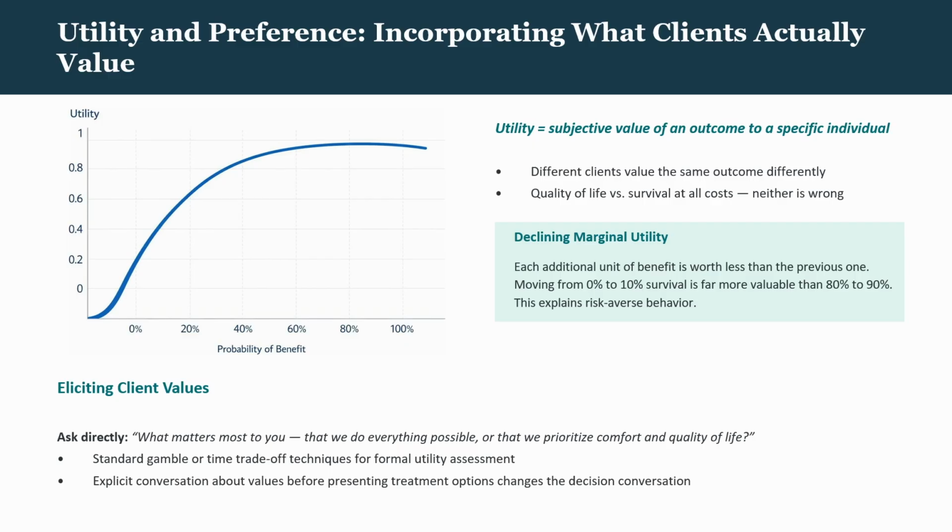The declining marginal utility concept also has direct implications for how you frame treatment options. Presenting the expected value of a treatment in terms of survival probability is less informative than presenting it in terms that capture the client's specific values. This treatment gives your pet the best chance of being fully functional again, versus this treatment extends expected survival by 3 months, but with significant side effects and reduced quality of life during that time.